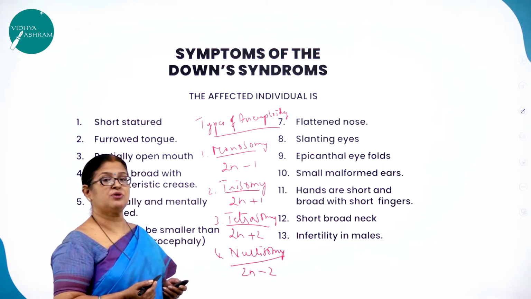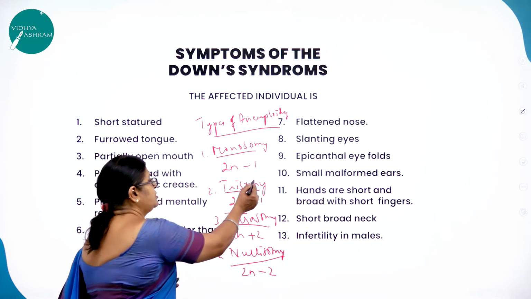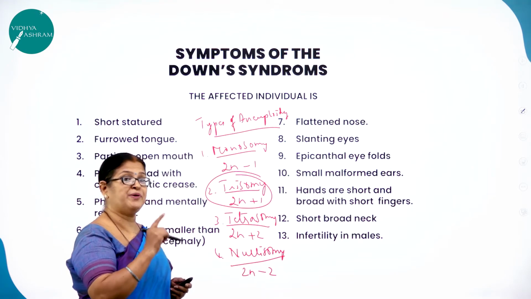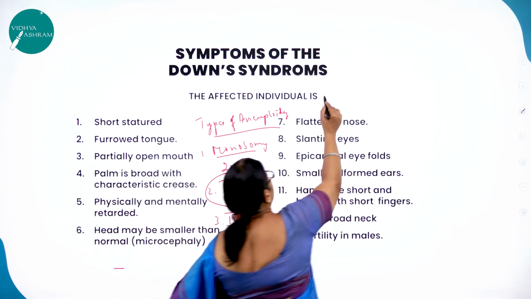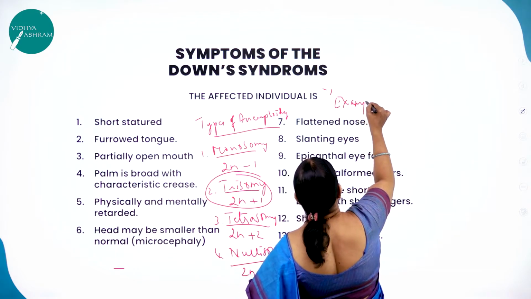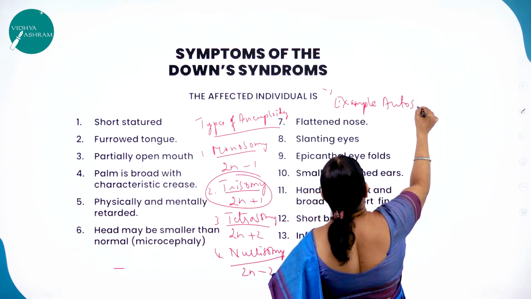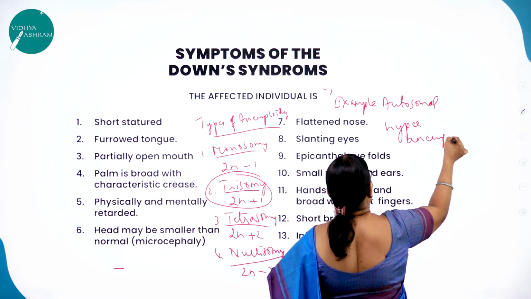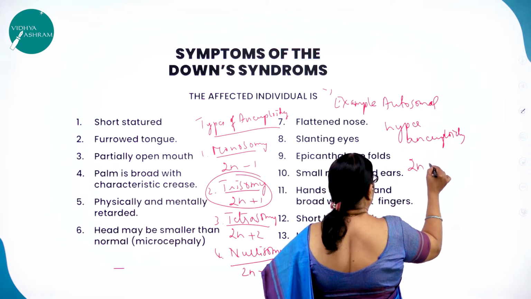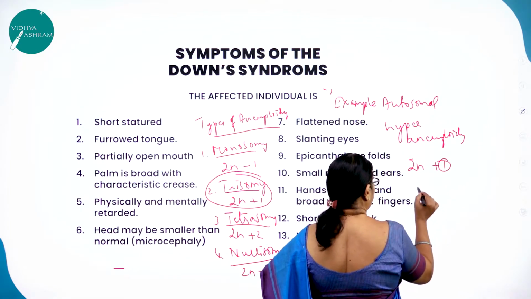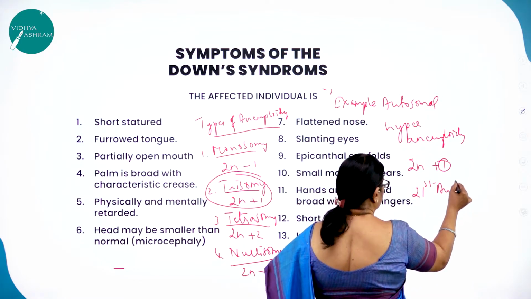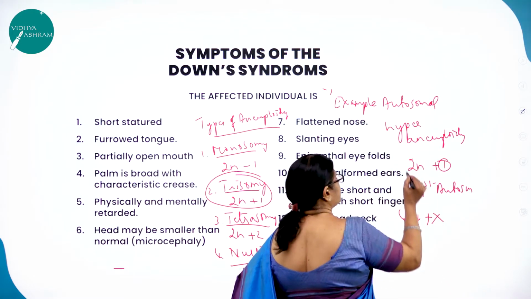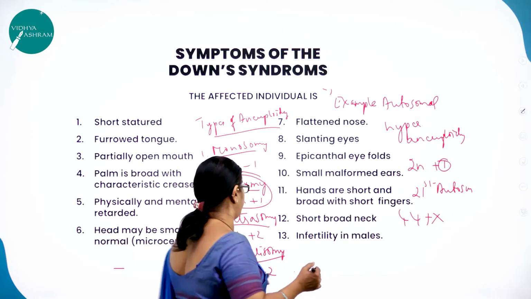So let us understand about Down syndrome. As I said, Down syndrome is a type of aneuploidy which is due to trisomy. What do you mean by trisomy? Addition. And this is an autosomal hyperaneuploidy. Down syndrome is an example for autosomal hyperaneuploidy. That means it is due to 2n plus 1, but that plus 1 is to the 21st autosome.